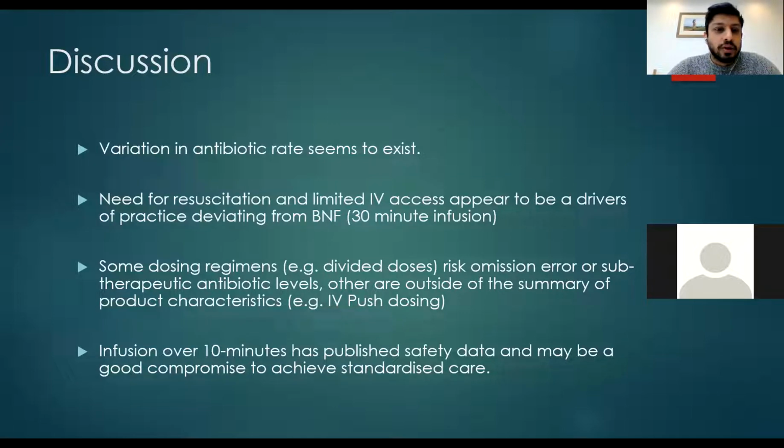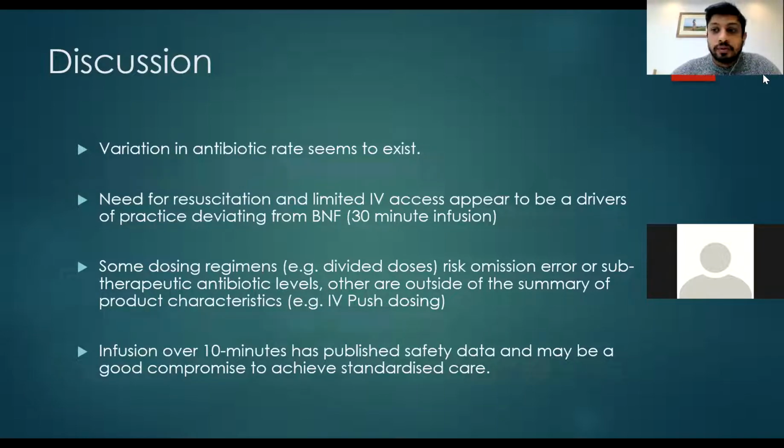I think what we thought was that the need for resuscitation and limited IV access were probably the drivers for this practice deviation. It felt to us that some of the dosing regimens risked omission errors or subtherapeutic dosing. So you can imagine that if you give 50 milligrams an hour and the plan is to give 30 milligrams in an hour's time, there could be omissions, or it could happen late, and so there'd be sort of subtherapeutic dosing of antibiotics.